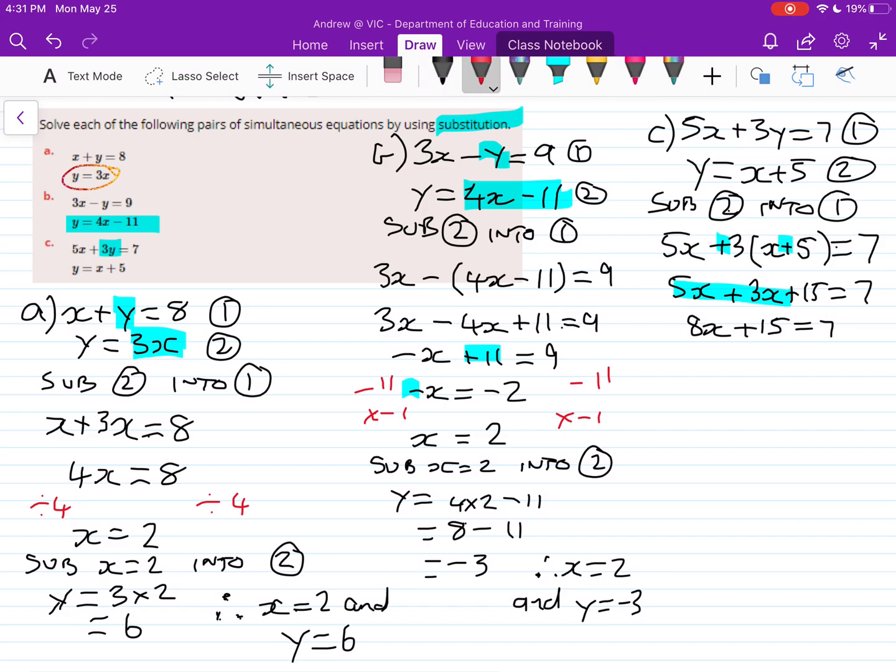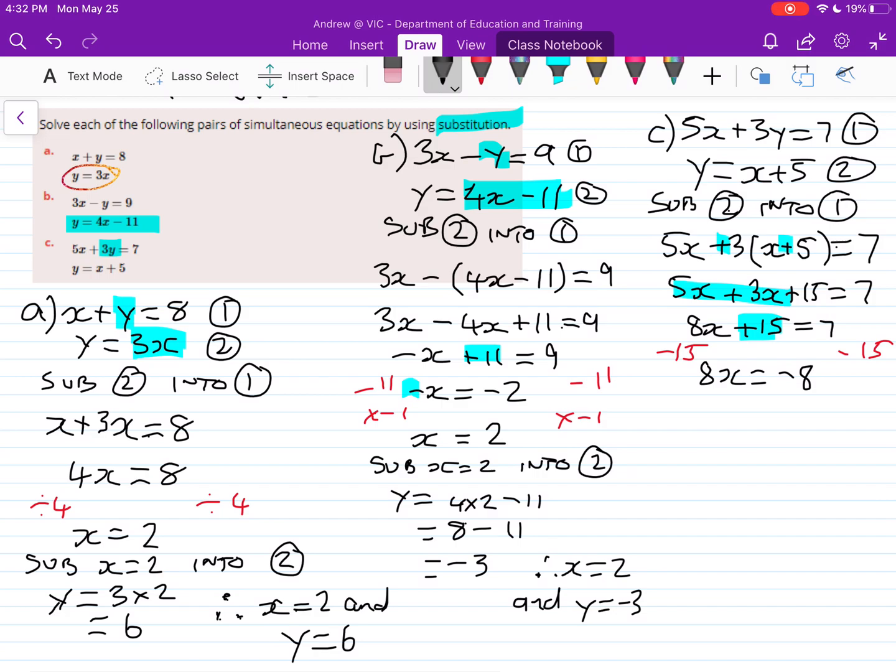Now we need to get x by itself, so we need to get rid of this plus 15. That's the furthest away, that's the easiest to get rid of. So we're going to minus 15. So 8x is equal to 7 minus 15 is negative 8.